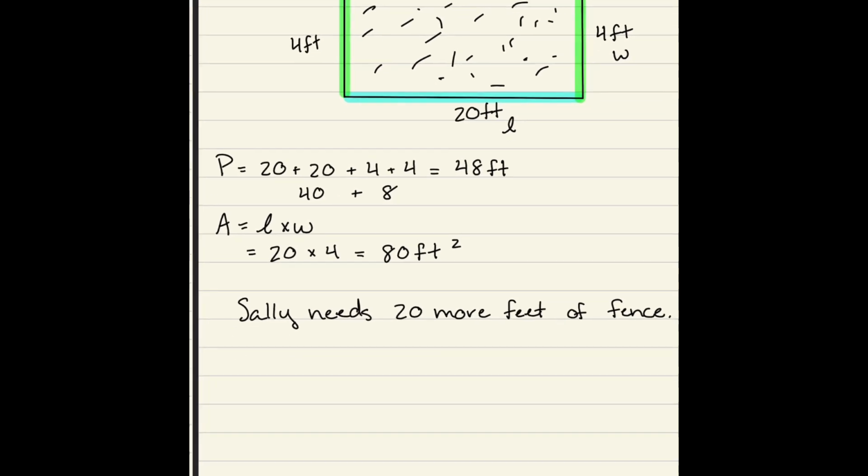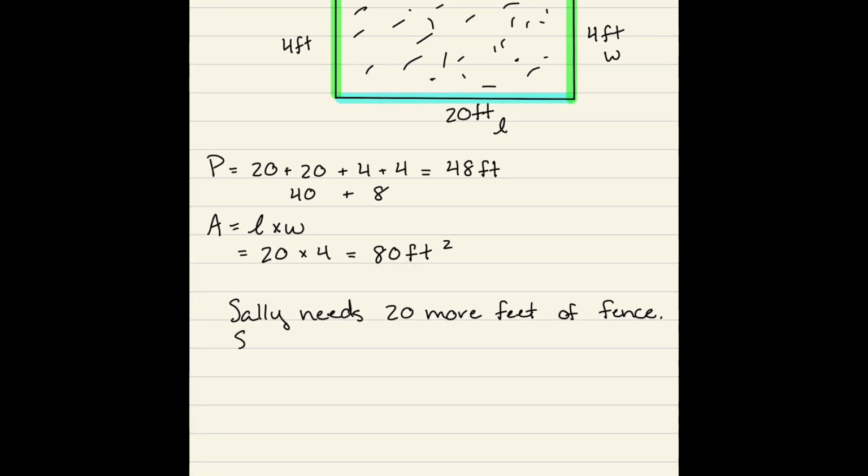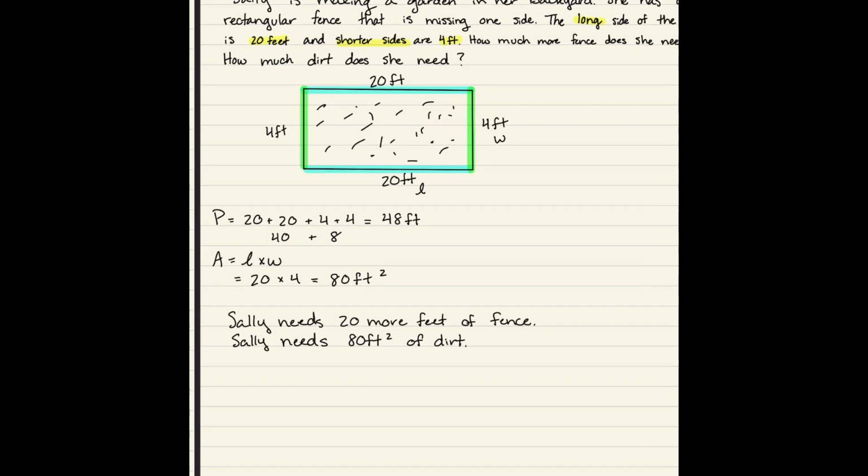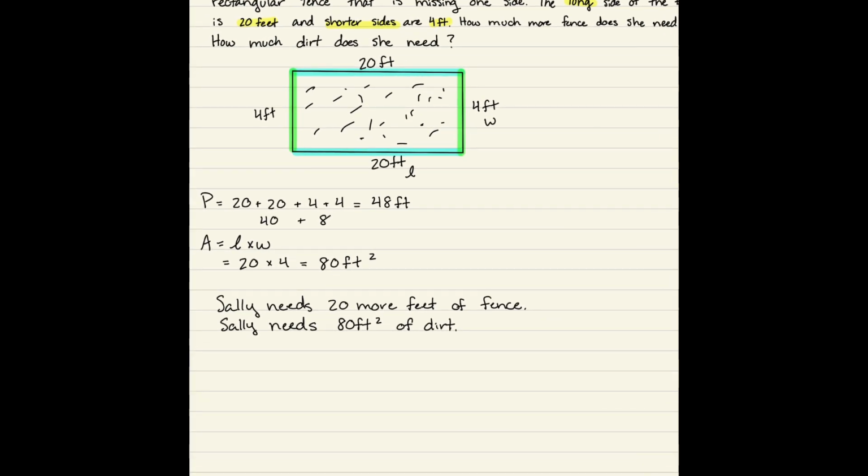So, to answer our question, Sally needs 20 more feet of fence, and Sally needs 80 feet squared of dirt. Fantastic. So, like I said, the best way to go about a problem like this is to go into your word problem, highlight the things that you know, draw a diagram. That is the most important thing in doing area and perimeter. Draw yourself a rectangular diagram and fill in what you already know to find what you're missing.